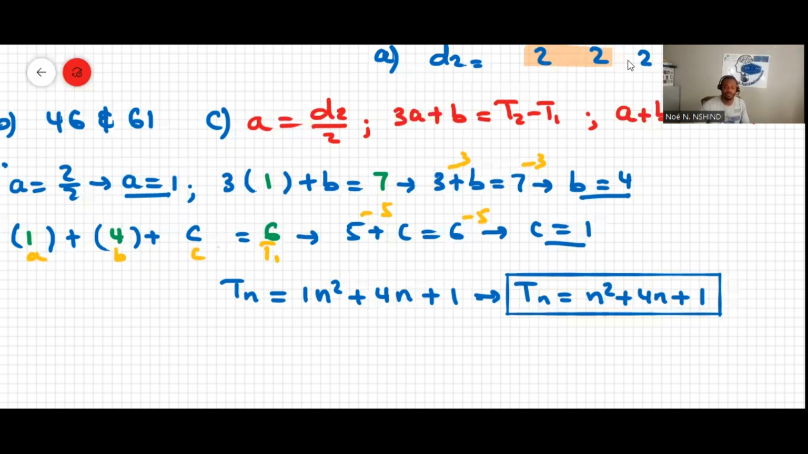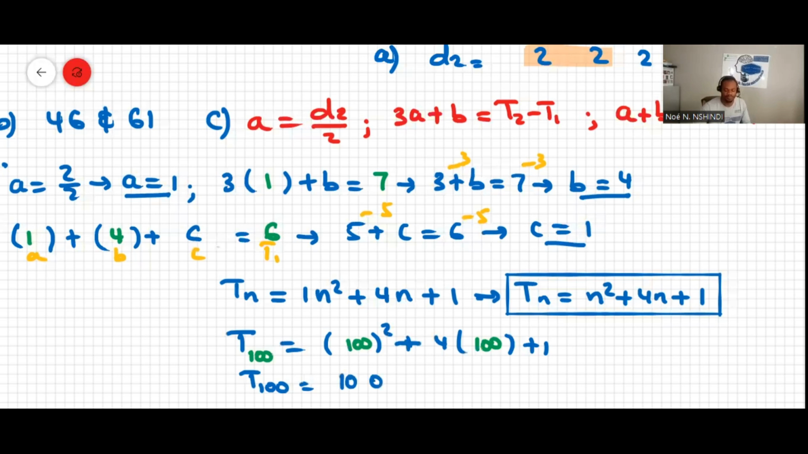And the question says we need to also find the hundredth term. So it's going to be T100. Wherever we have n, we will substitute by 100. So n squared plus 4n plus 1, we sub 100 over here. 100 squared is 10,000 plus 400 plus 1, so T100 will be equal to 10,401. Okay.